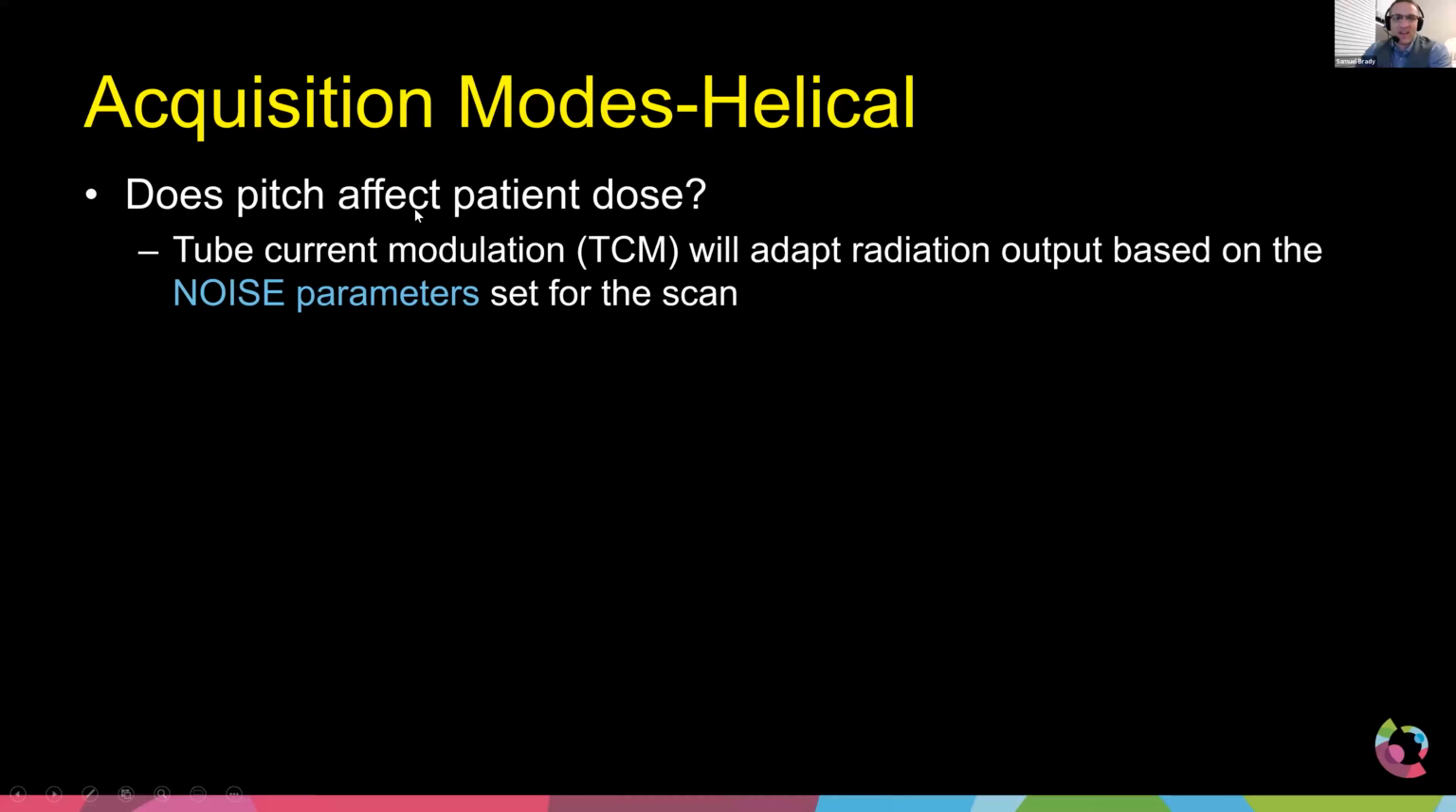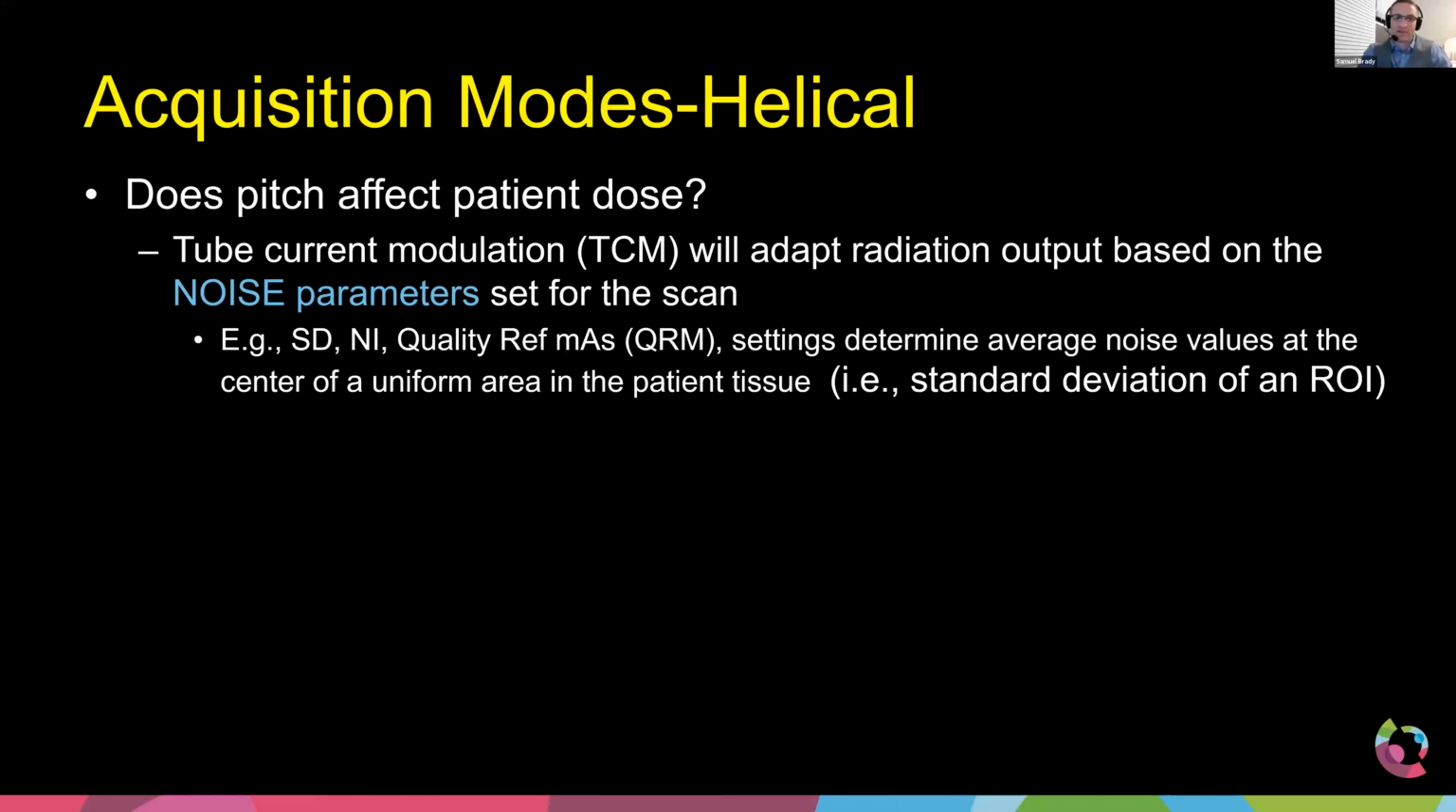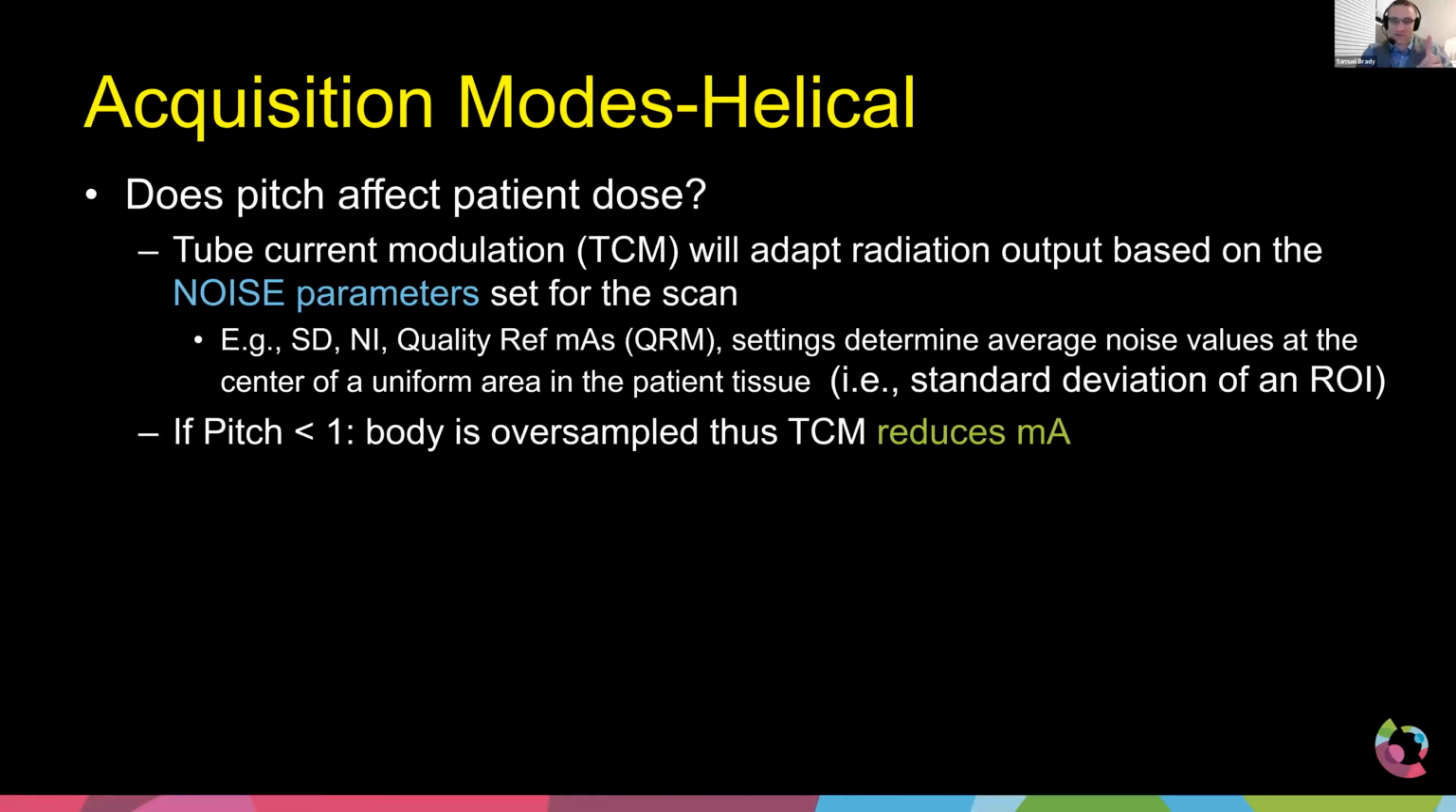So why is that? It's because when we turn on our tube current modulation, we have to tell the algorithm, the software, how much noise we want in the image. Remember those values, NI, SD, and the quality reference mAs, QRM, which is a Siemens one, but it's kind of the same for Philips. So those four values, you as an optimization team, radiologist, technologist, physicist, potentially a computer specialist, need to decide how much noise is acceptable in an image. When you set those values, the protocol will tell the CT scanner how much mA to use.